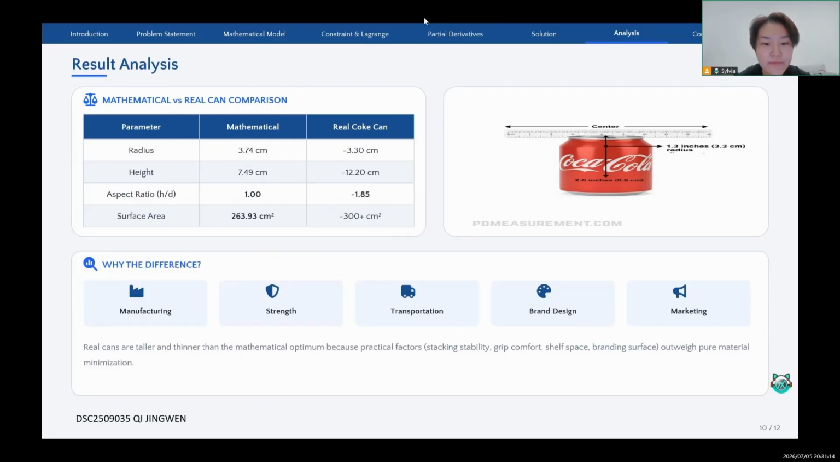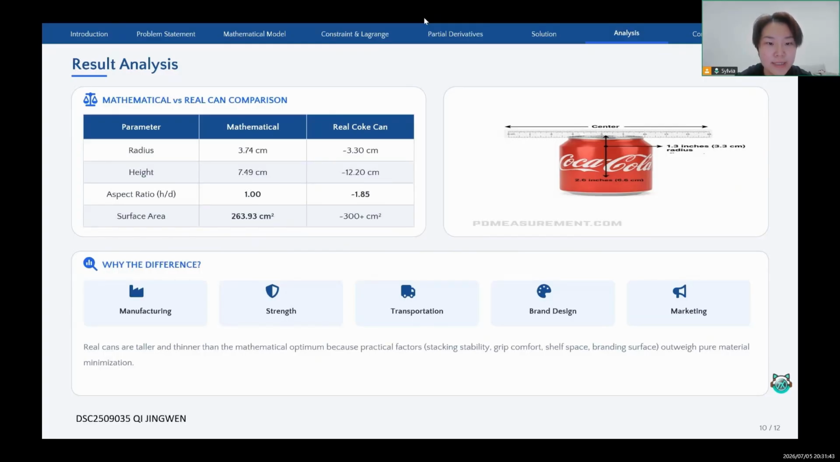Third, hand feeling. Short wide cans are hard and uncomfortable to hold. Tall cans fit our hands easily, so they are more user-friendly. Fourth, sales and design. Tall cans have more space for brand logos and product information. This helps brands sell more products. For these real-life reasons, factories do not fully follow the perfect mathematical design.